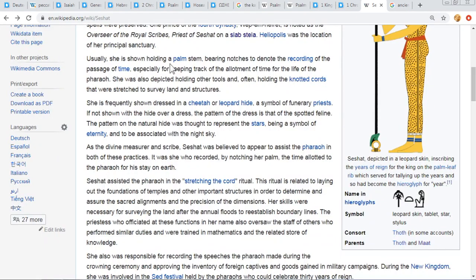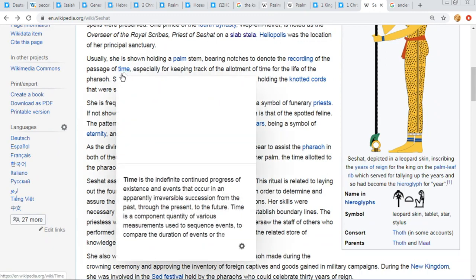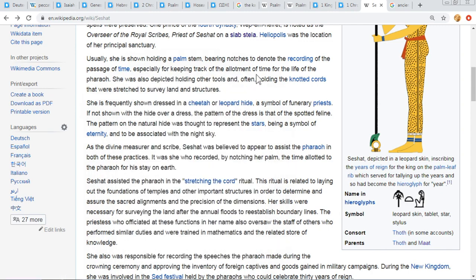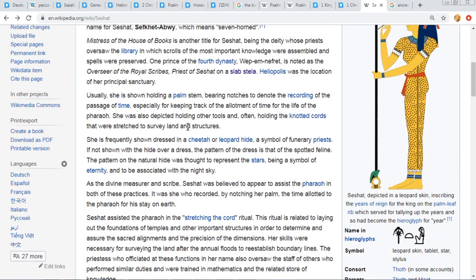Usually she was shown holding a palm stem bearing notches to note the recording of the passage of time. The log of the legal time, especially for keeping track of allotment of time for the life of the pharaoh. She was also depicted with other tools, often holding the knotted cords that were stretched to survey the lands and structures after the floods.